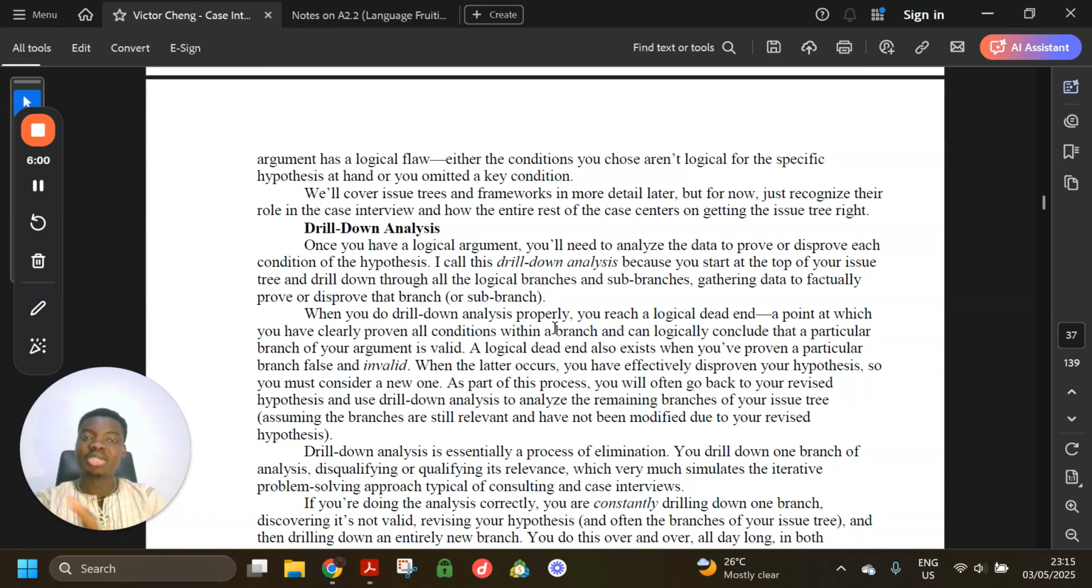So that's about the issue tree or the framework. Remember, an issue tree is a breakdown of a hypothesis into its component parts, or the conditions that make it true. And a framework is simply a template for commonly encountered problems which have been created into an issue tree. So framework is a template.